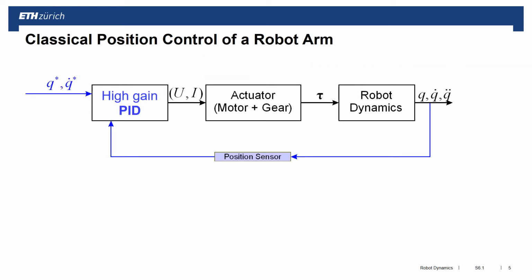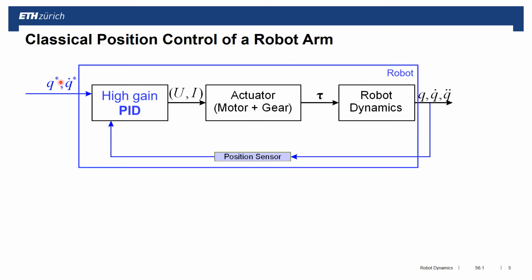If you look at the classical position controlled robot arm, then the setup looks the following way. You have a position sensor which measures the state, so q and q dot, and feeds that back into a high gain PID feedback loop where we get the desired position and velocity and produce a command that goes to the actuator through PID feedbacks. If you look at the closed loop behavior of that robot, you have the boundaries: on the input side, we have q and q dot desired, and on the output we have the corresponding state.